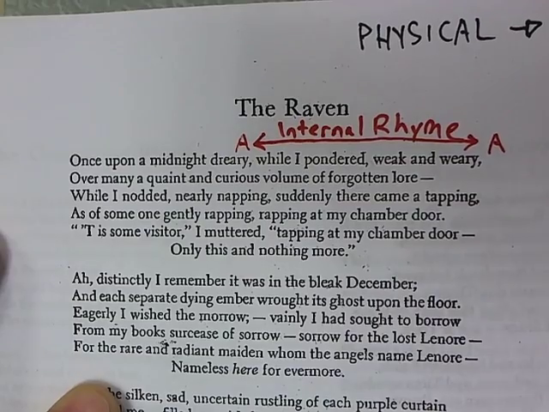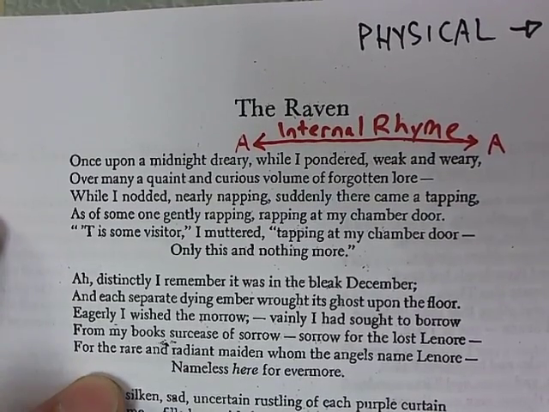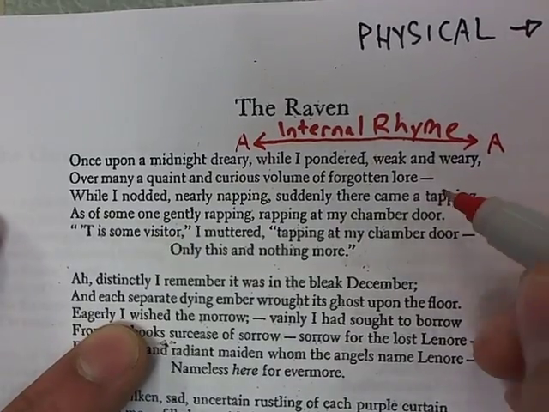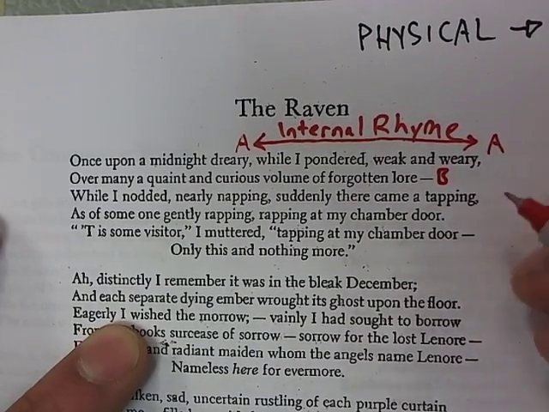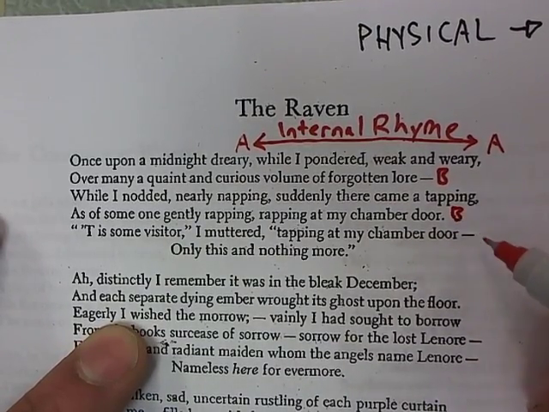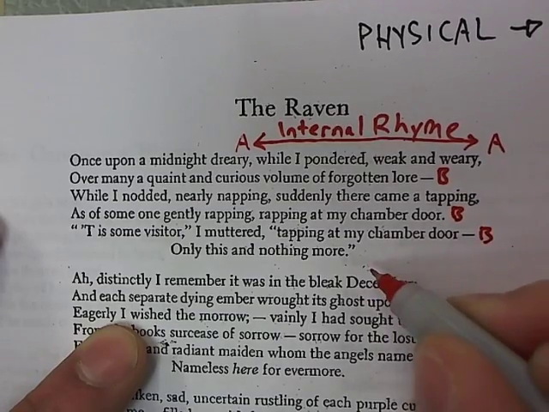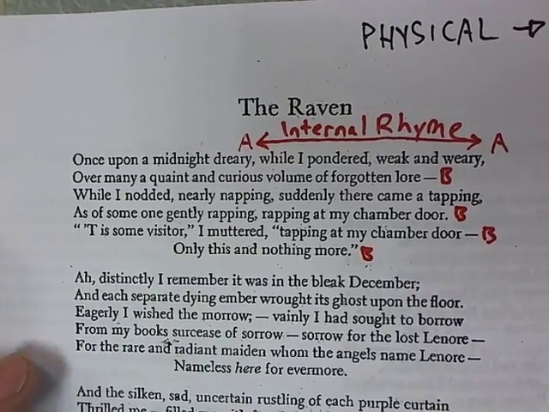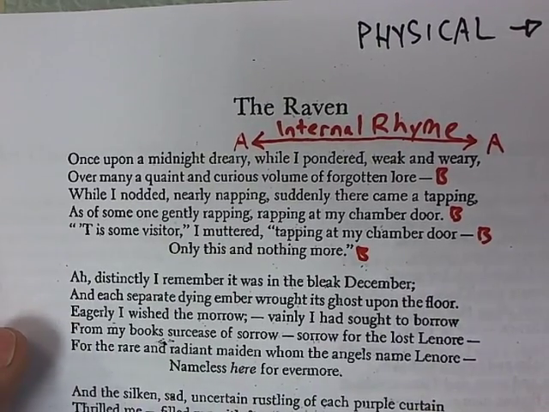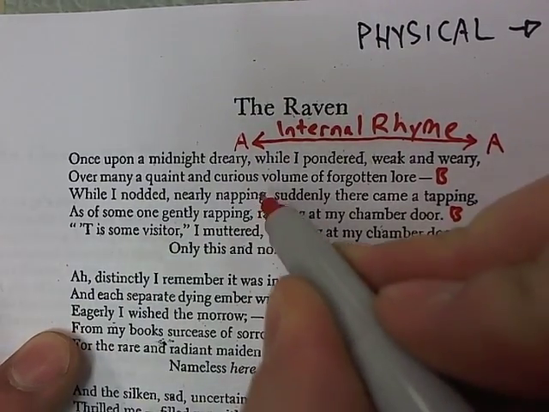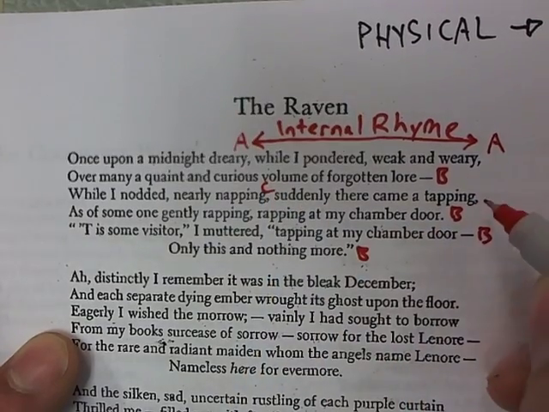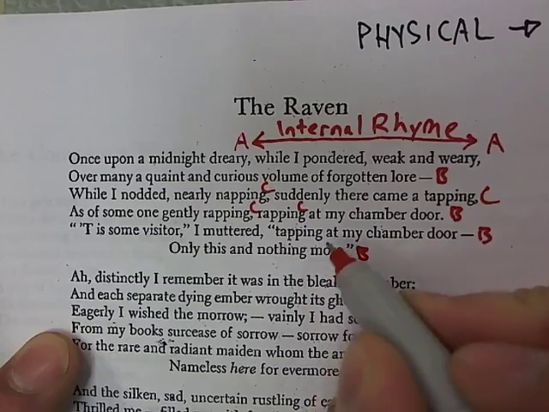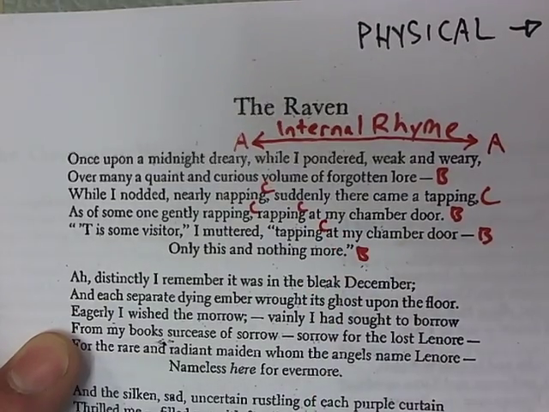So dreary and weary. Give that an A, because it's the first rhyme. The second one we have is lore, which rhymes with door, and door again, and more. So we give that B, because it's the second rhyming word. The third set of rhyming words we have is napping, tapping, rapping.